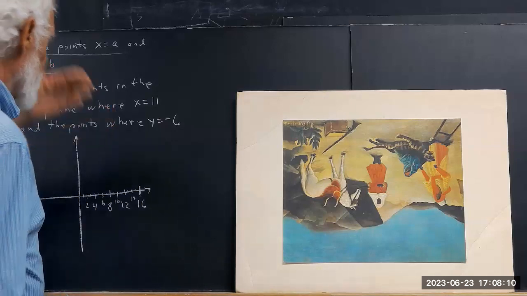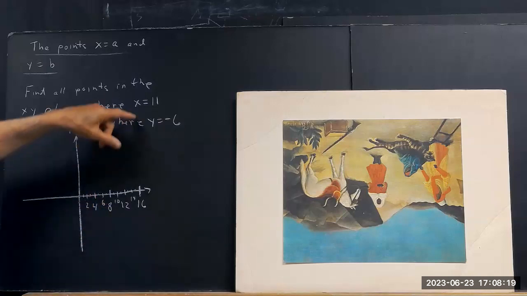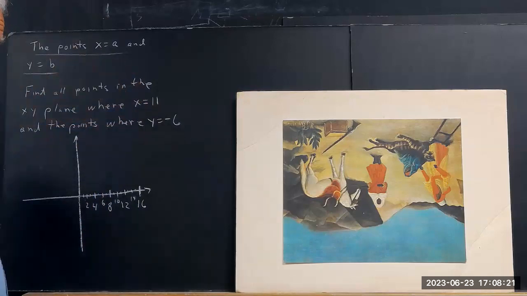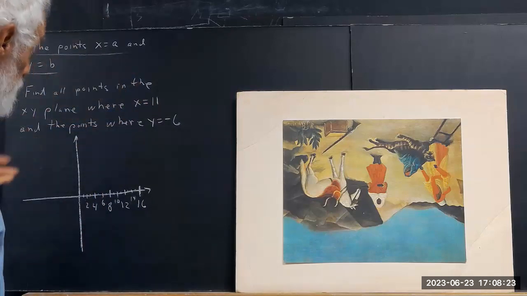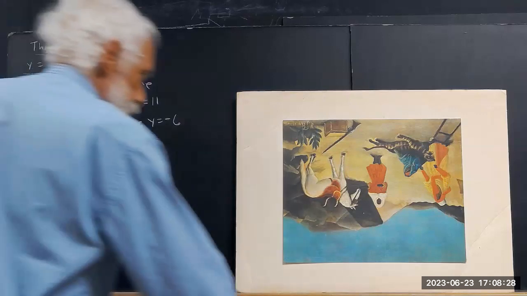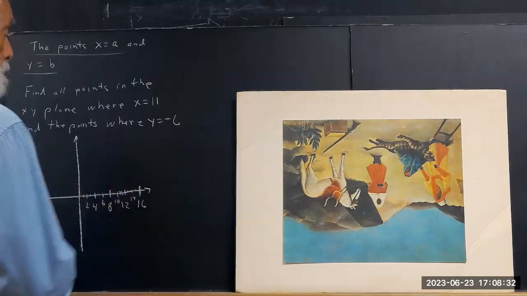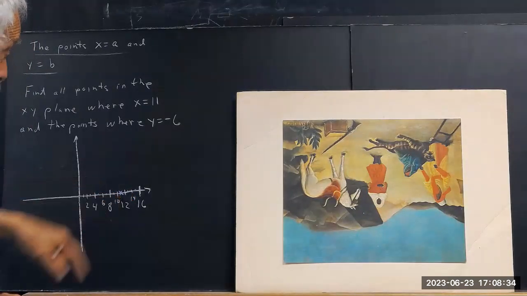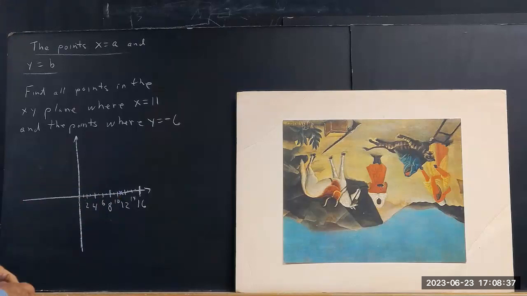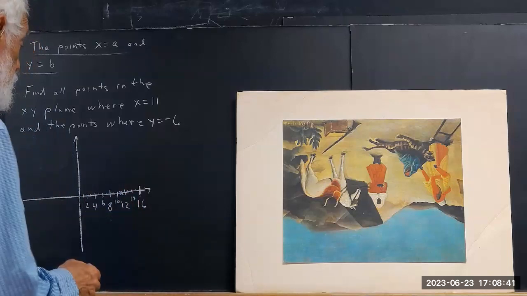Well, let's just go ahead and start with x equals 11. We haven't scaled the y-axis yet. We don't have to do that because all we want to know is where x equals 11. Well, x equals 11 here. Okay. So that point would be on the line. And any point above or below that is going to have x coordinate 11.